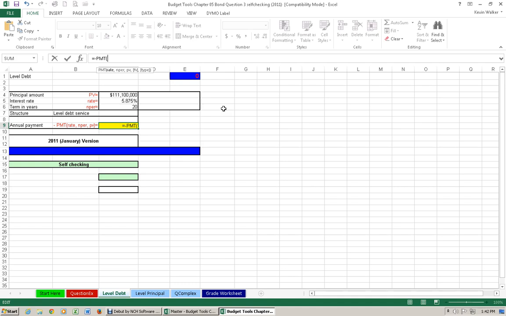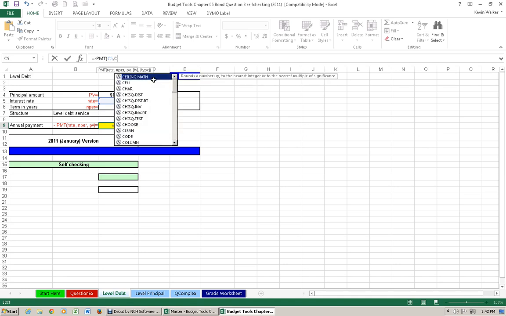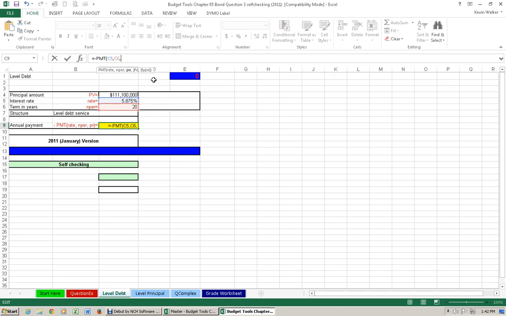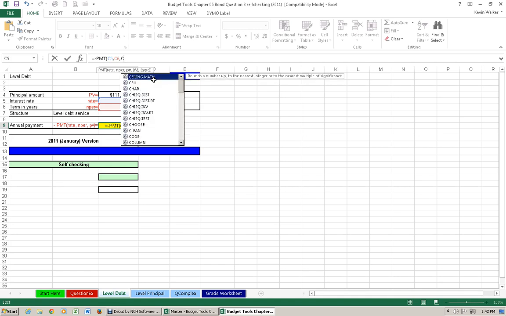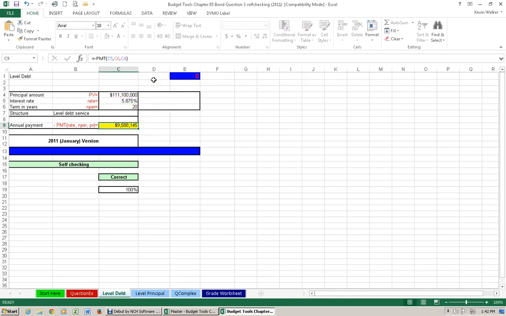Now the payment equation has three things. You need to know the rate, the number of years, and then the present value, the principal amount. So put this in by cell, the rate's first. We want to use cell C5. Next term is the term in years, so that's C6. And then the present value is C4. Close, pop that up, and ta-da. There's our annual payment. This is very useful to know.